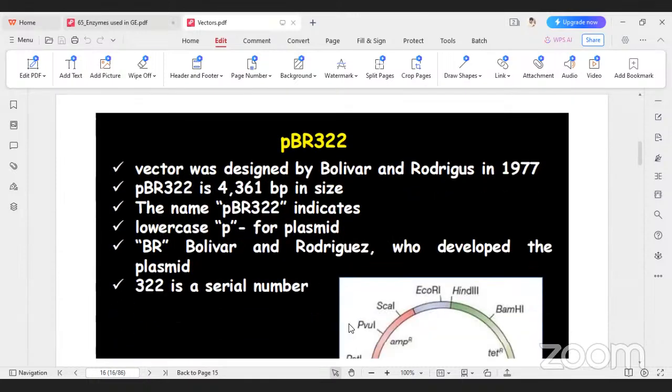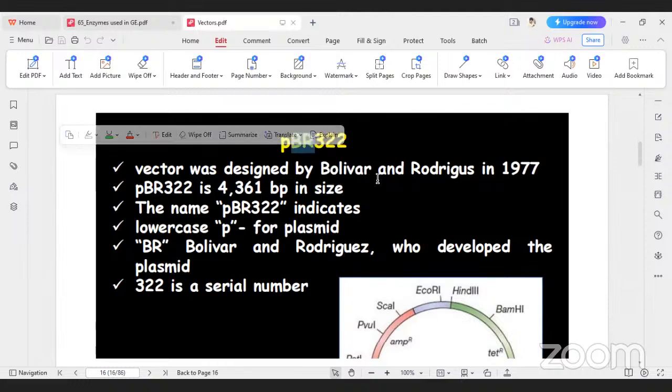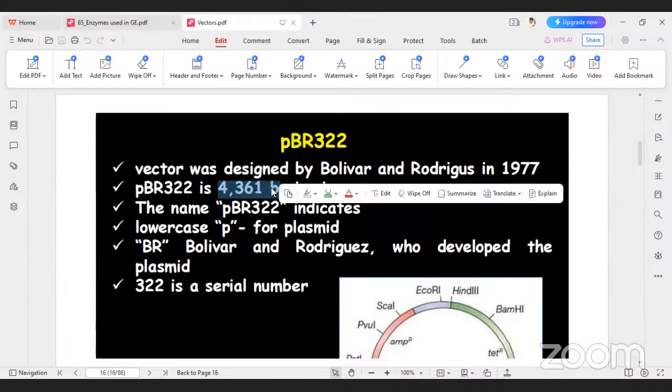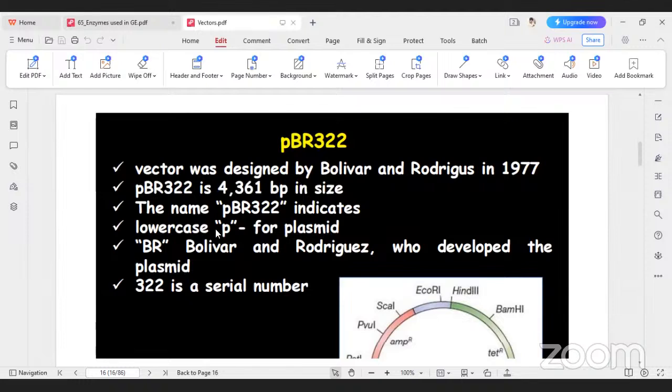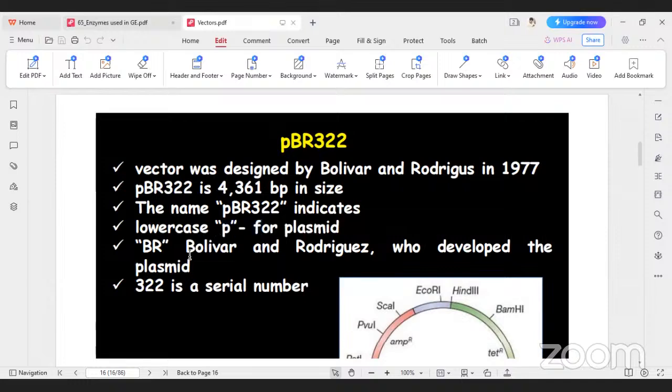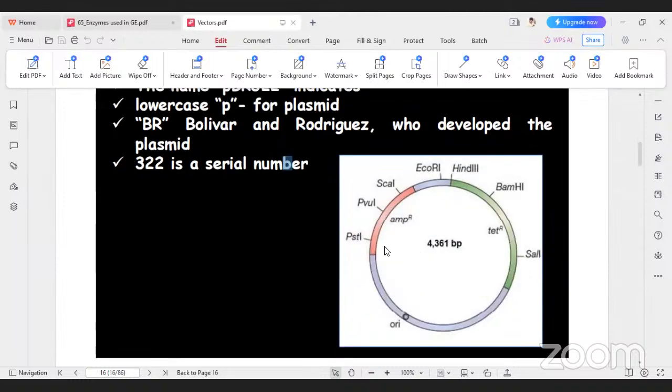One of the given vectors, pBR322, was designed by Bolivar. Here the B stands for Bolivar and R for Rodriguez, 1972. The size is 4,361 base pairs. The name pBR322 indicates: lower-case p for plasmid, already told you; B and R for Bolivar and Rodriguez, who developed the plasmid; and 322 is the serial number. This is pBR322.